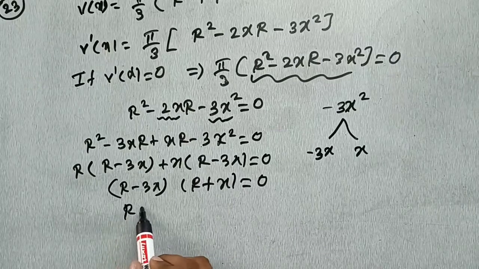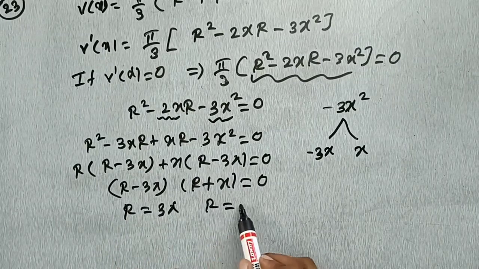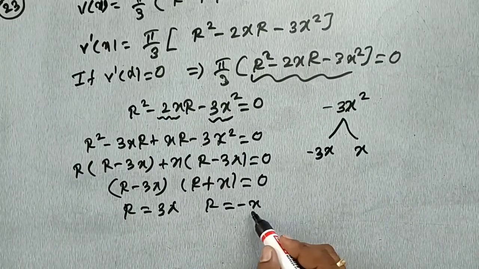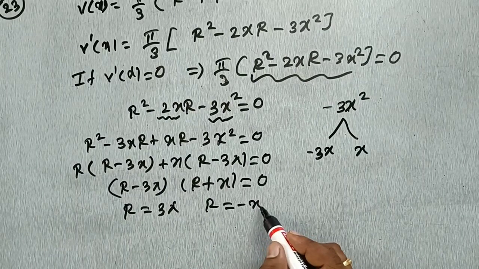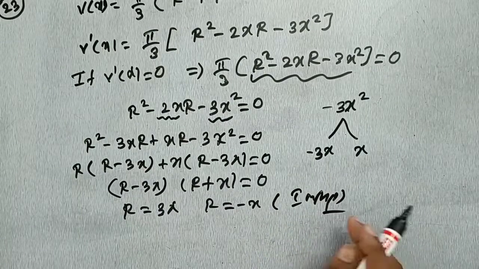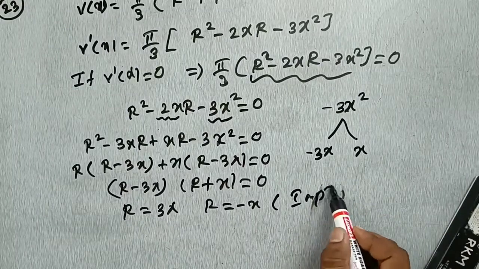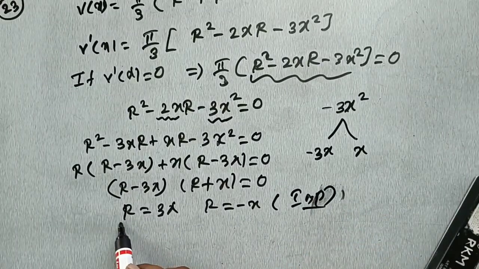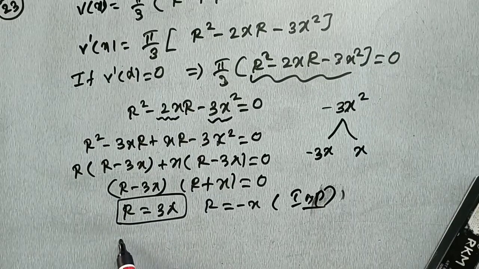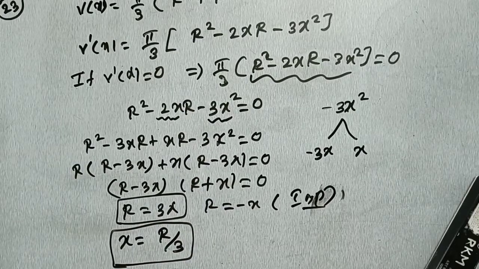Here r equal to 3x will come. Second case, r will be equal to negative of x. Negative of x will not be possible because x is a positive value. It is impossible. So I am taking only the value r equal to 3x. What is the corresponding value of x here? x equal to r by 3. So this is the only critical point, x equal to r by 3.